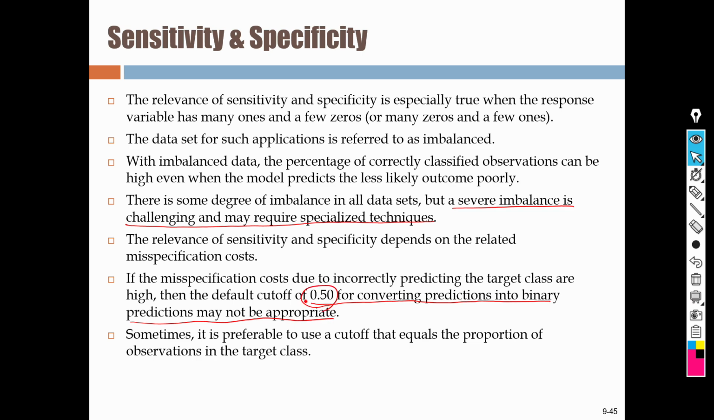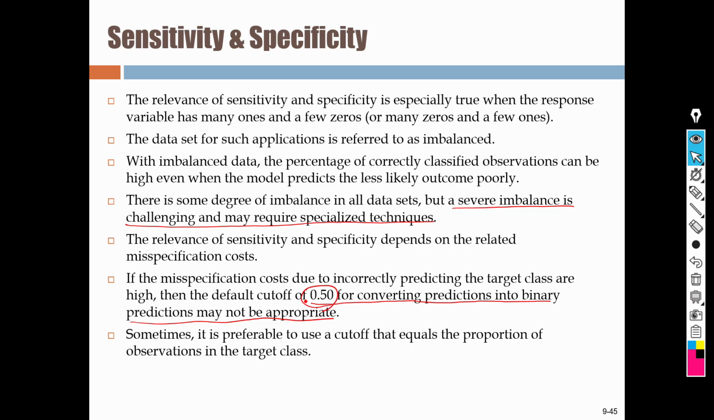0.5 for converting the prediction into a binary prediction may not be appropriate. So you can change the cutoff. If you want to predict a little more yes rather than no, then you lower the cutoff point. If the probability is not only 0.5, you can lower it. So I will predict yes if the probability is greater than 0.4. Then you are predicting yes more than no, right? And then you will compare what the sensitivity and the specificity are.